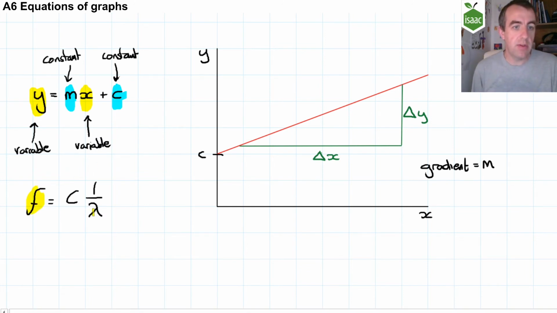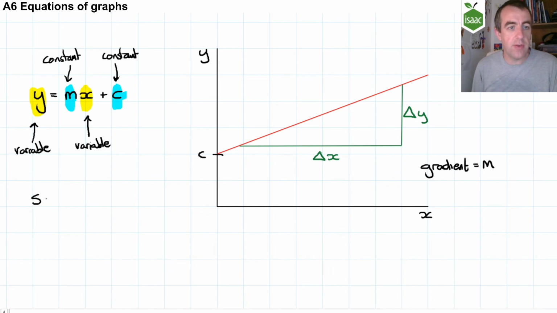f was a variable, lambda was a variable, and therefore 1 divided by lambda is a variable, and c was a constant. And you can see that this equation is in the form y equals mx plus c, where the y-intercept is 0. We're adding 0 to this equation. So if we were to plot f on the y-axis, and the reciprocal of lambda on the x-axis, c would be the gradient.